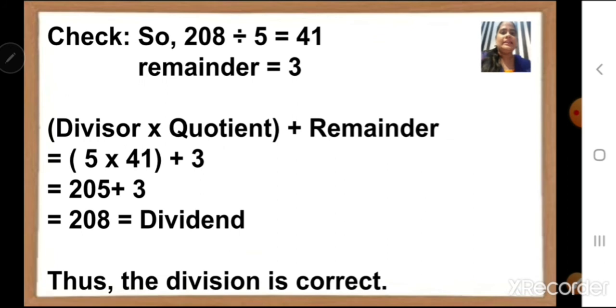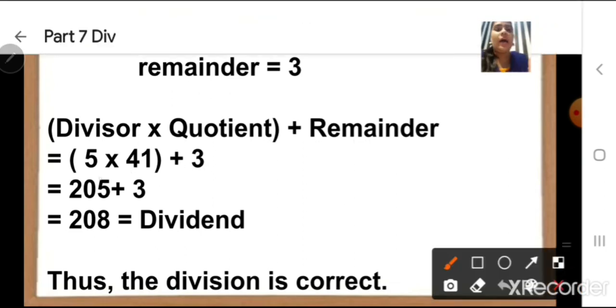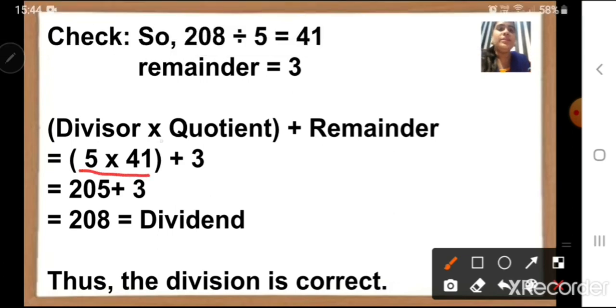Next is write the answer. 208 divided by 5 is equal to 41 and remainder is equal to 3. Let us check. For checking, write the formula and then substitute. Divisor is 5, quotient is 41 and plus 3, which is remainder. First we have to multiply divisor into quotient, which is 5 into 41, correct?